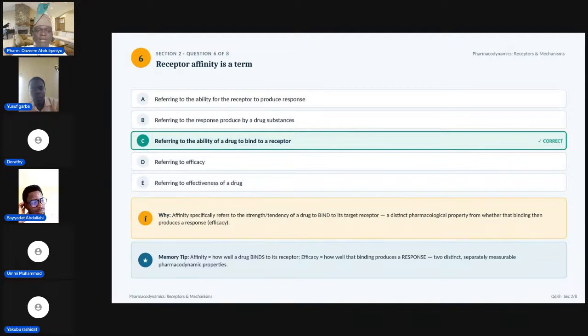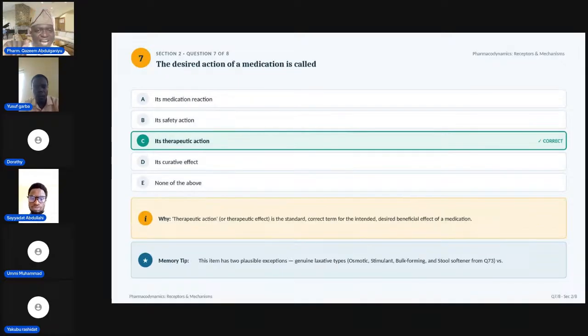Okay. So the next question says the desired action of a medication is called the desired action. Remember that pharmacodynamic is the action that we're expecting from the drug that we have taken. So what the drug does to the body, that's what we are looking at. Now they are not trying to twist it around. So what is it called? Is it medication reaction? No. Is it safety action? No. Is it curative action? Not necessarily, but it is therapeutic action.